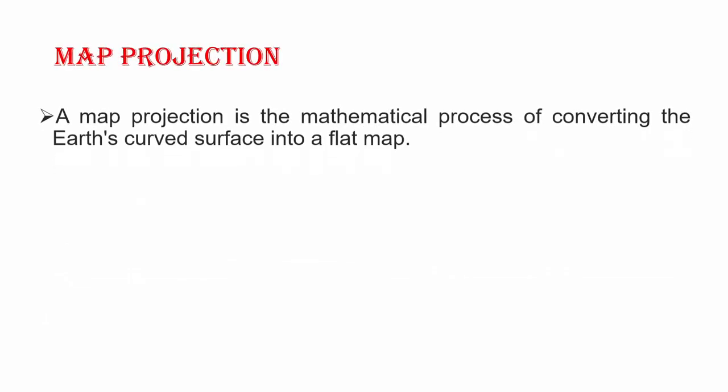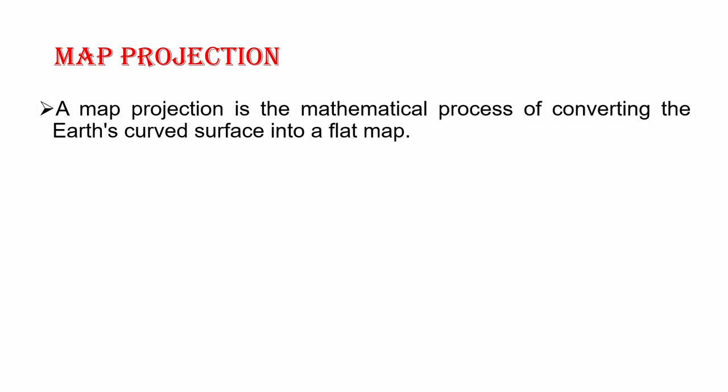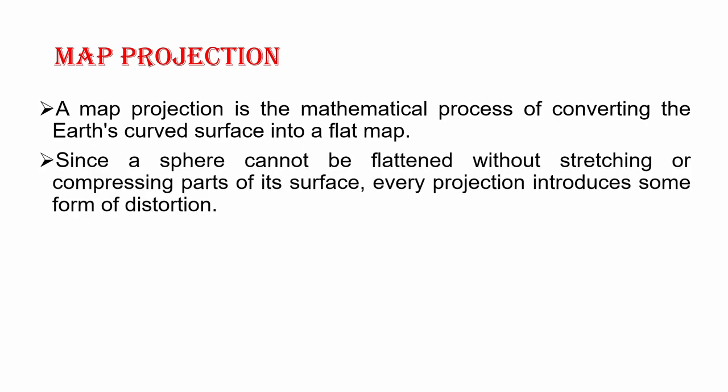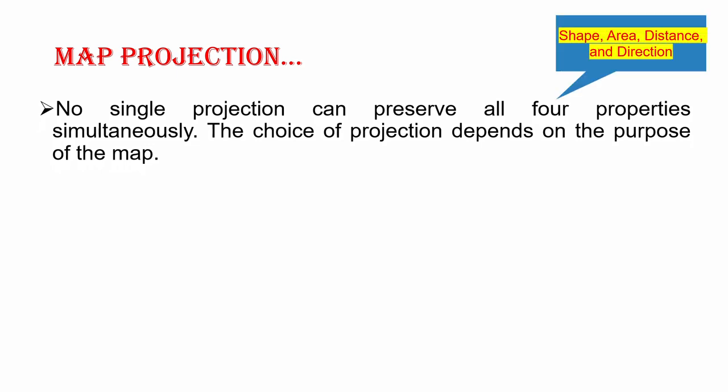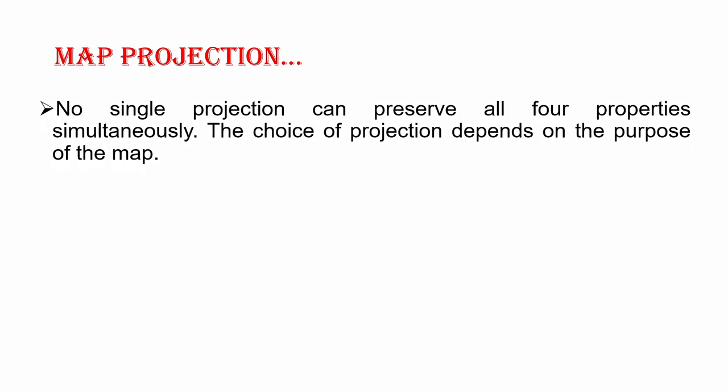Map projection. A map projection is the mathematical process of converting the Earth's curved surface into a flat map. Since a sphere cannot be flattened without stretching or compressing parts of its surface, every projection introduces some form of distortion. The distortion may occur in shape, area, distance, and direction. No single projection can preserve all four properties simultaneously.